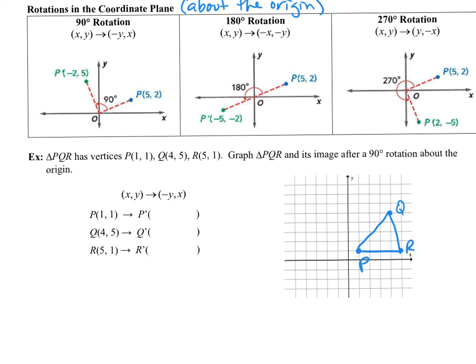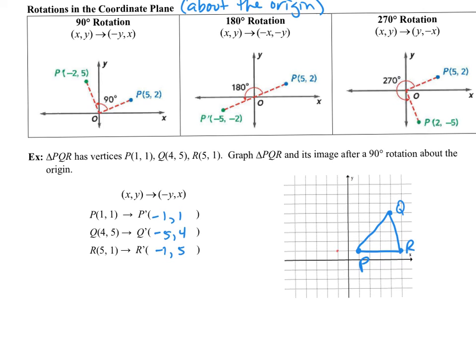Now what we're going to do is rotate it 90 degrees about the origin, and we'll place our points by following this rule. So (1, 1) would become, we switch the order, and then we change the sign on y, so (1, 1) will become (1, -1). (4, 5) will become (5, -4). And point R with coordinates (5, 1) will become (1, -5). So let's plot those points.